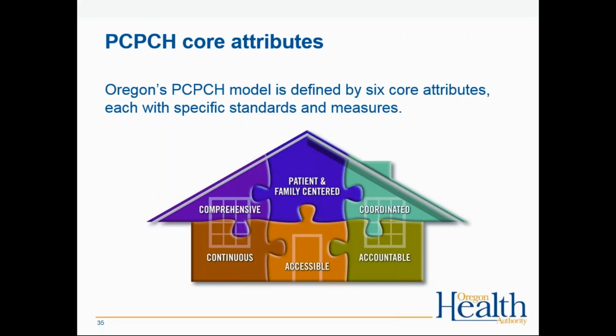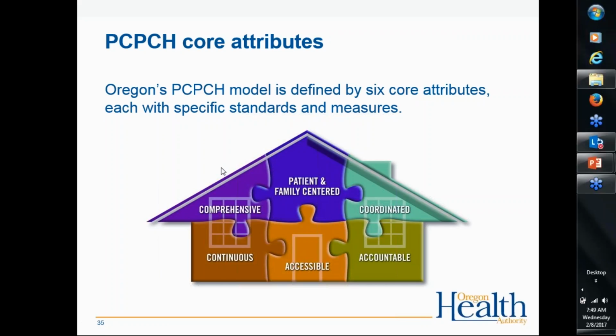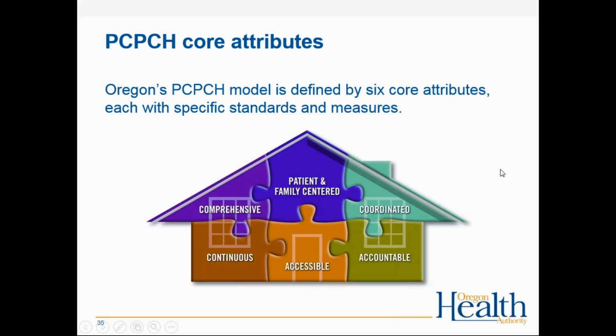There are 2 other core attributes besides the 4 that I mentioned, the accessible, coordinated, comprehensive, and continuous core attributes in the patient-centered primary care home model. There are 2 others that are critical to both the CPC Plus work and our work overall, and those include accountability. So being accountable for the care that you give, trying to make sure that when patients get care in your clinic they're getting the best care that you can possibly provide that is evidence-based, and that you're thinking about where you're not doing well and trying to improve in those areas.